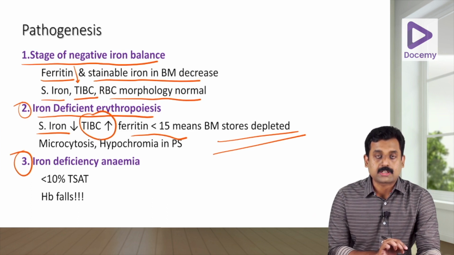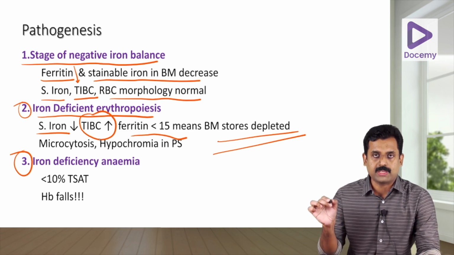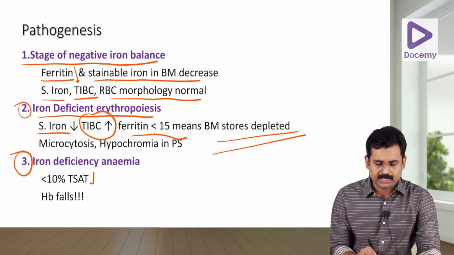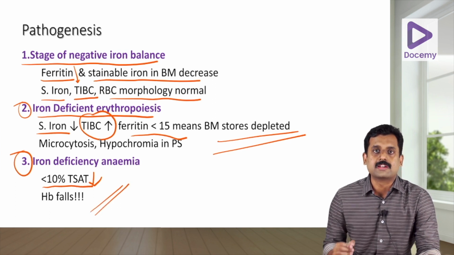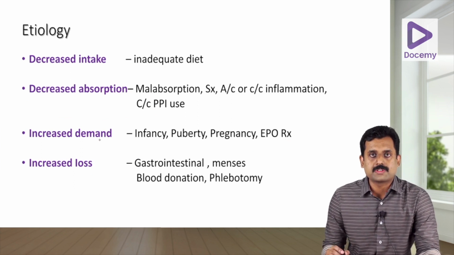The third one is the classical iron deficiency anemia, where you will be getting microcytic hypochromic anemia. Your hemoglobin level falls, your total iron binding capacity increases, transferrin saturation comes down, and your ferritin is almost single digit. Okay, so what are the causes or etiology of iron deficiency anemia?